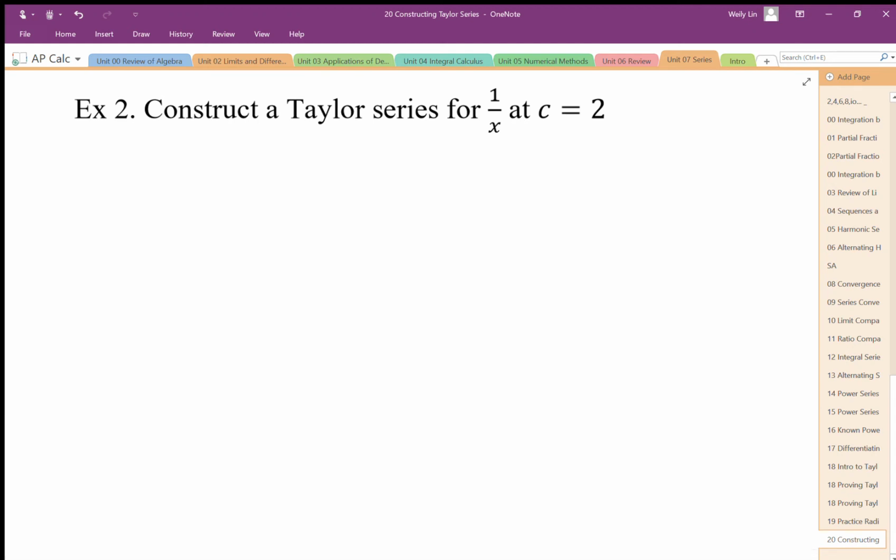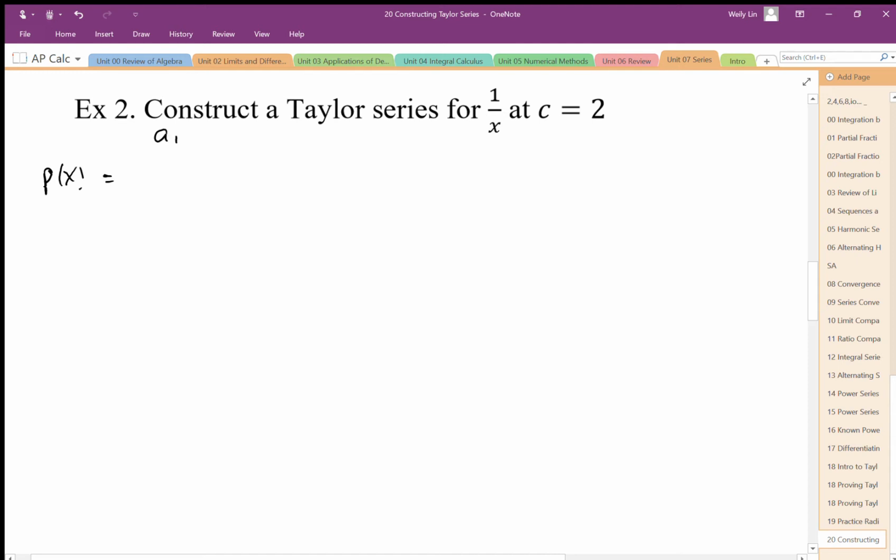Okay, so let's construct a Taylor series for this 1 over x function, and in this case, let's center it at x equals 2. We need to be a little bit careful with that, so center at 2. So I'm going to generate my polynomial function. Again, I want to figure out the coefficients of this.